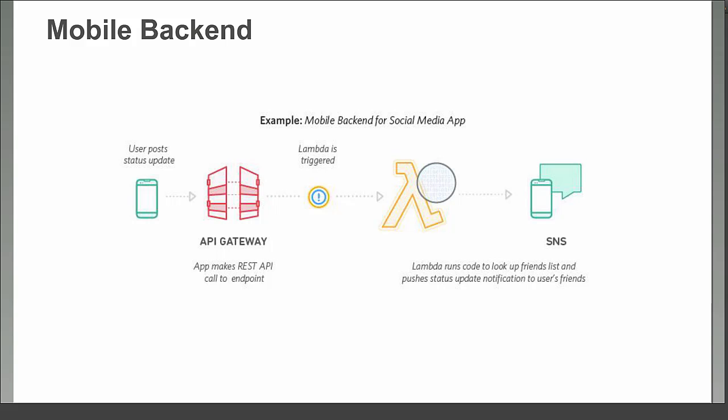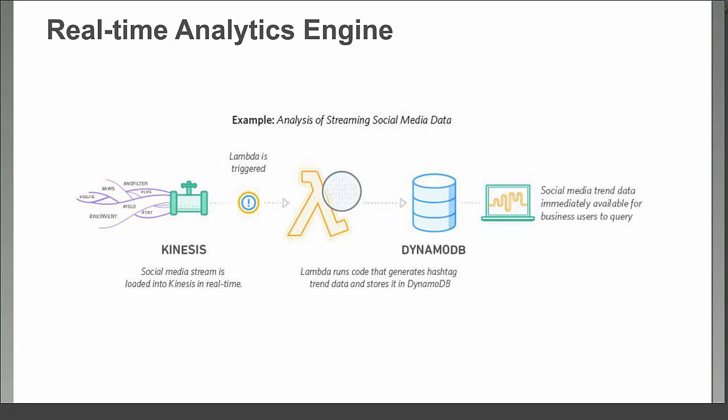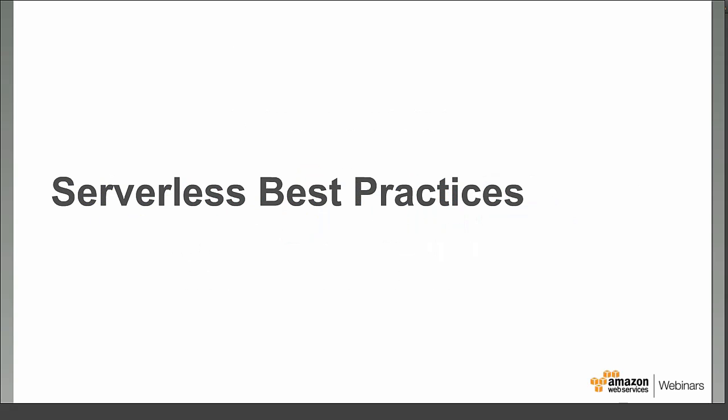Next is a mobile backend, where your mobile app can integrate with API Gateway and Lambda and take advantage of our SNS service to do push notifications to your mobile app on the front end. Next is a real-time analytics engine, where you can use Kinesis, our real-time data ingestion service, as an event source for Lambda, and have Lambda process in parallel and in near real time any processing that needs to occur for those data points that have been ingested by Kinesis, storing the data in a backend data source like DynamoDB for things like visualization. Now we'll talk about some best practices.